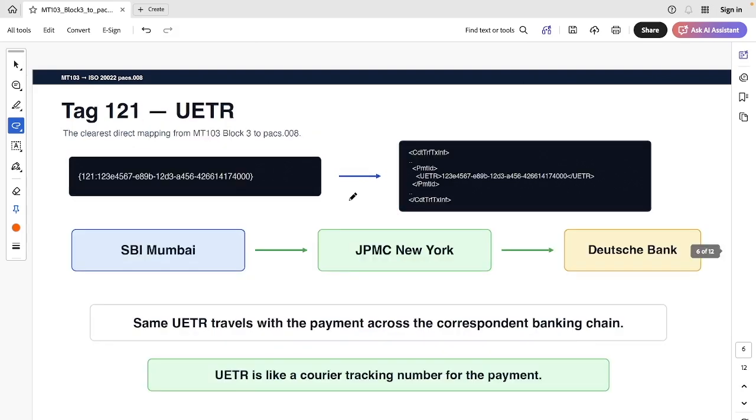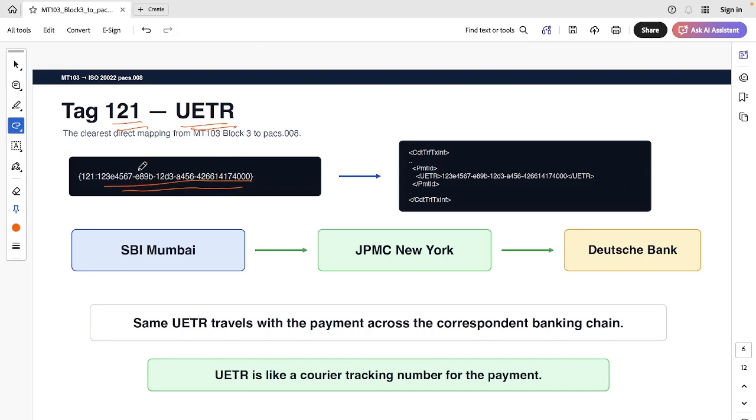Going to the next slide, this is tag 121, or field 121, which is the most important and most straightforward field in the block 3 mapping. Field 121 contains your UETR. UETR means unique end-to-end transaction reference. The UETR is a 36-character universally unique identifier reference. Here is the example. This particular value has 36 characters if you count.